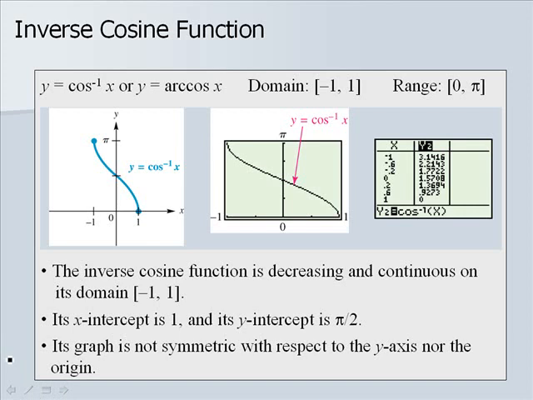So here we have a breakdown of our inverse cosine function with our domain and our range listed, and the graphs on the screen and on our calculator, also with the table of values listed. We see that the inverse cosine function is decreasing and continuous on its domain of negative 1 to 1. Its x-intercept is 1 and its y-intercept is pi over 2. Its graph is not symmetric with respect to the y-axis nor the origin.